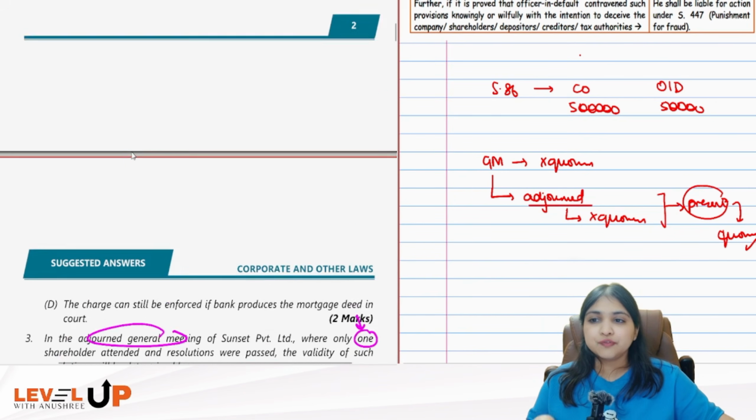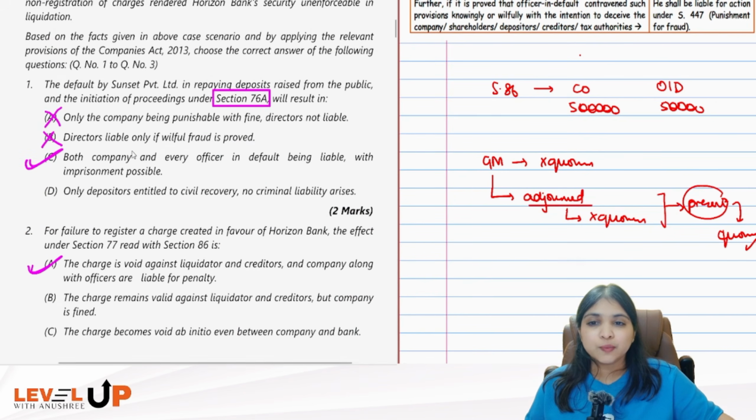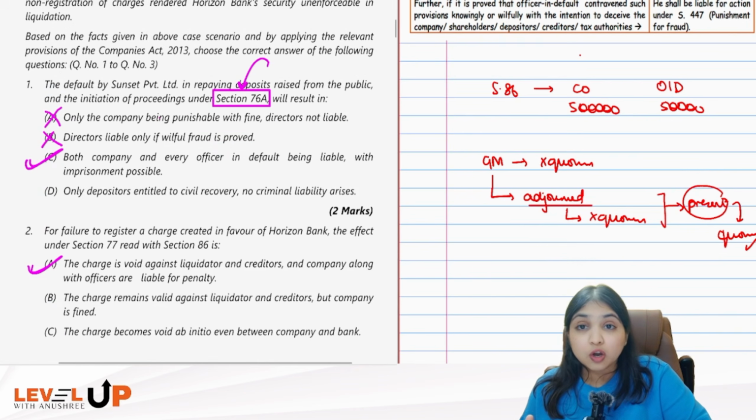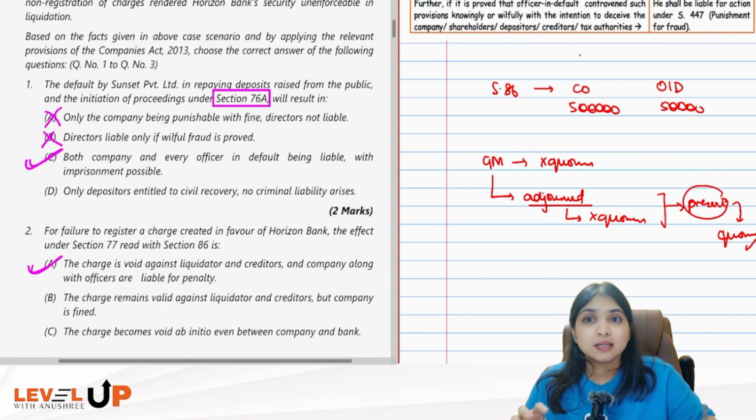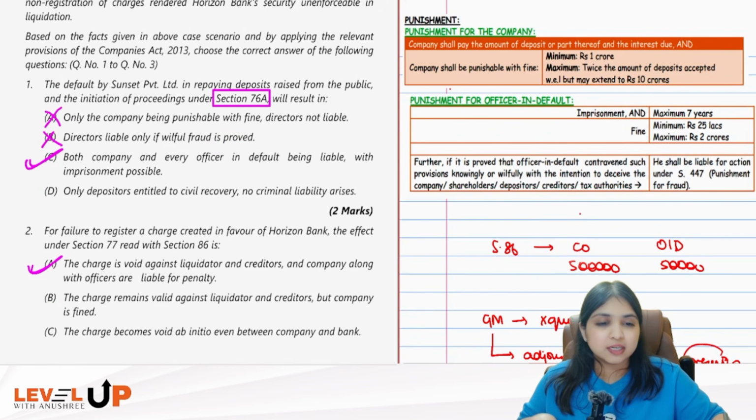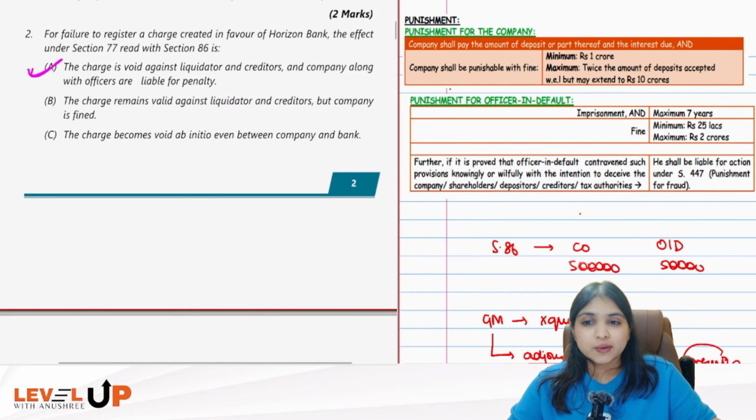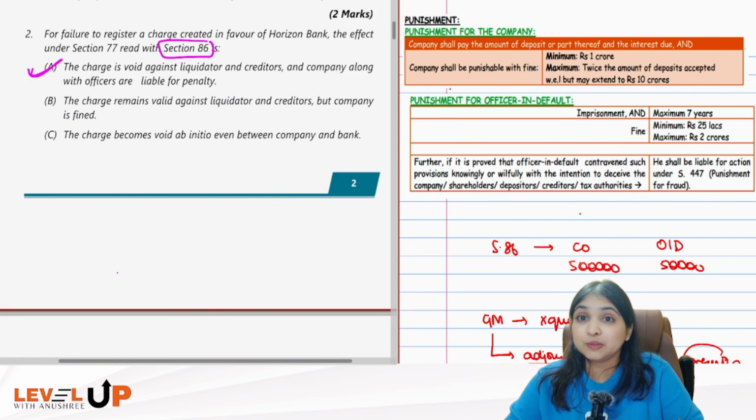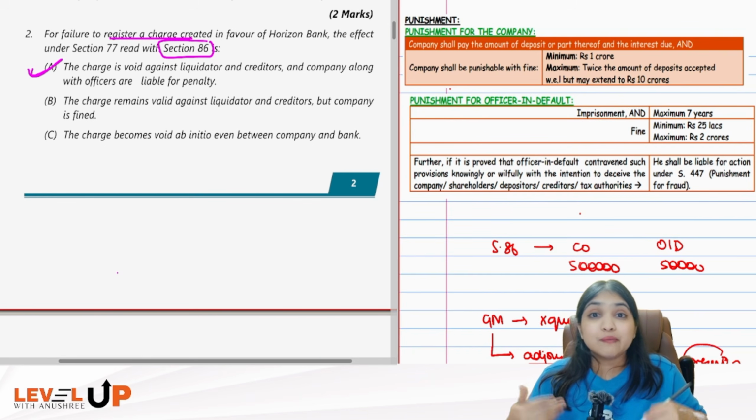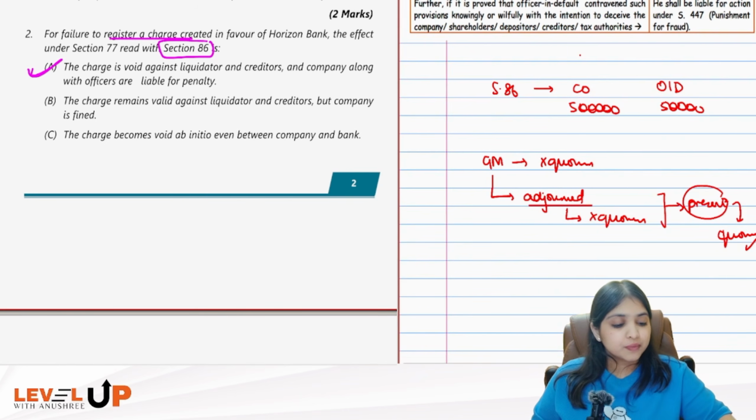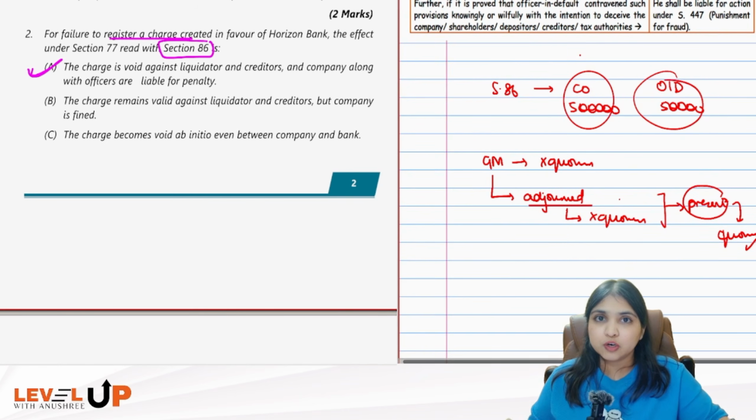Okay, so this was your first case-based MCQ. The first question was about section 76A, your punishment with respect to deposits. The company is punished with fine, and the officer in default is punished with imprisonment and fine. The second question is about punishment under section 86 with respect to charges. If the charge is not registered, then the charge will become void towards the liquidator and creditors, and also there will be punishment. The company will be punished, and the officer in default will also be punished.